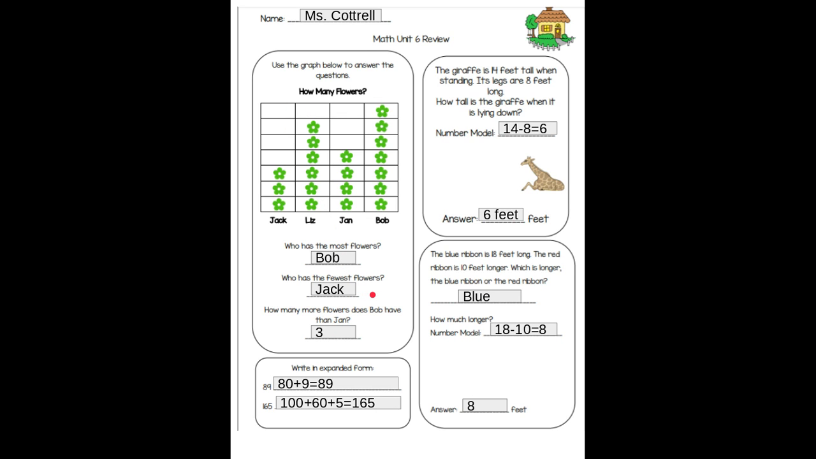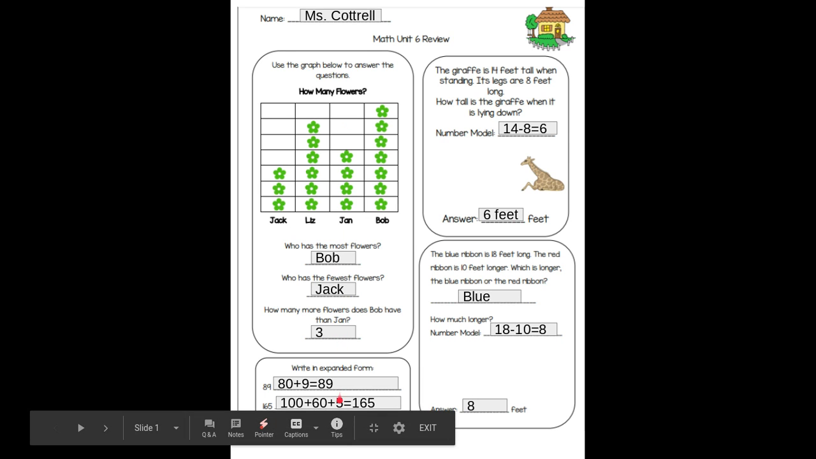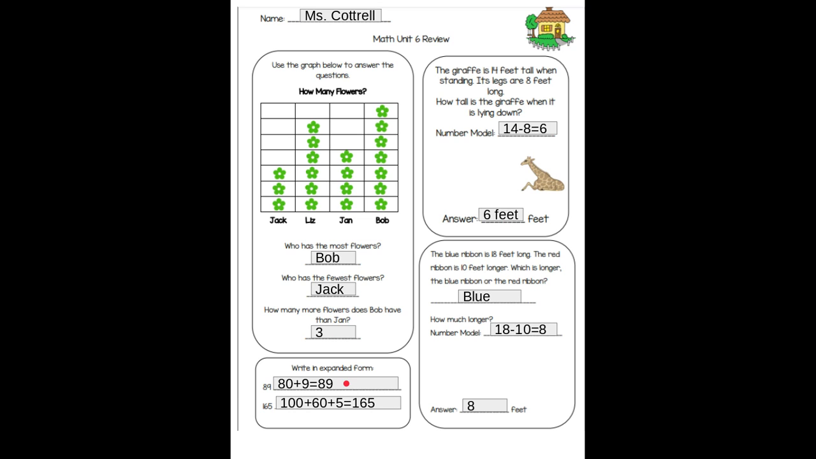Our next question is, who has the fewest flowers? Well, it looks like Jan is pretty close, but we come here and Jack has 1 less than her, only 3. So Jack has the fewest flowers. And then our third question, how many more flowers does Bob have than Jan? So we're going to compare Bob's to Jan. Now, Bob and Jan are right next to each other. Bob has 7, Jan has 4. We can look at these empty boxes here to see the difference, or we could say 7 minus 4, and our answer is 3.